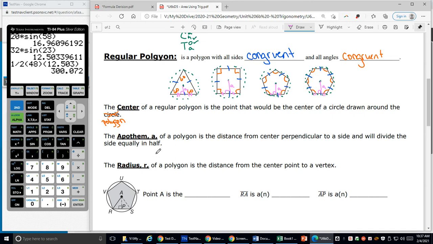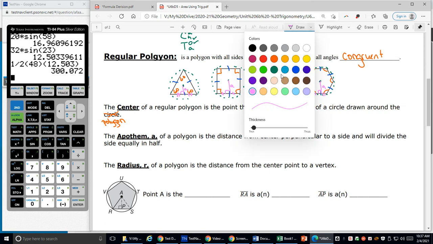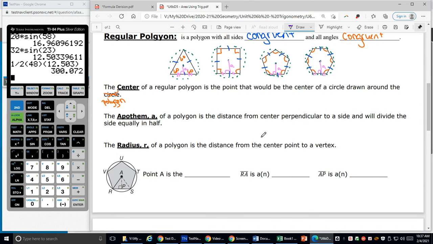Okay, and then the last new word is not really a new word to us, but it's new. We've never seen it in a shape that wasn't a circle before. The last one is the radius of a polygon, and that's the distance from the center point to a vertex. And notice what's kind of neat is when you draw the distance from the center point to a vertex, it's also the radius of that circle that would go around the edge, right? From here to a corner, from here to a corner, from here to a corner is going to be also the distance to that circle around the figure.